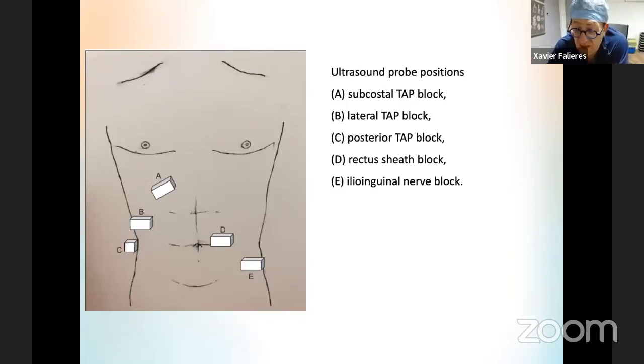The subcostal TAP block, for instance, for open cholecystectomy, the lateral TAP block, the posterior TAP block, the rectus sheath block, and the ilioinguinal nerve block. These are the most performed blocks at the abdominal level.